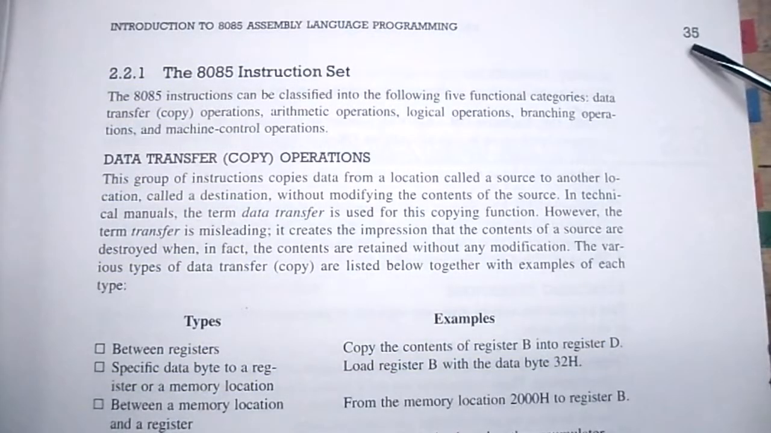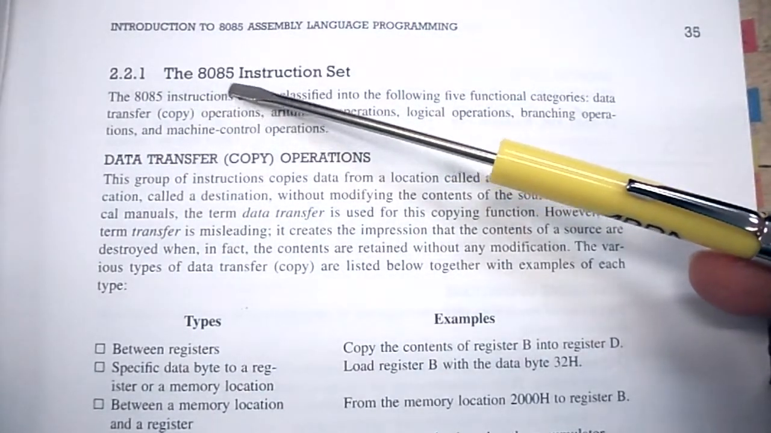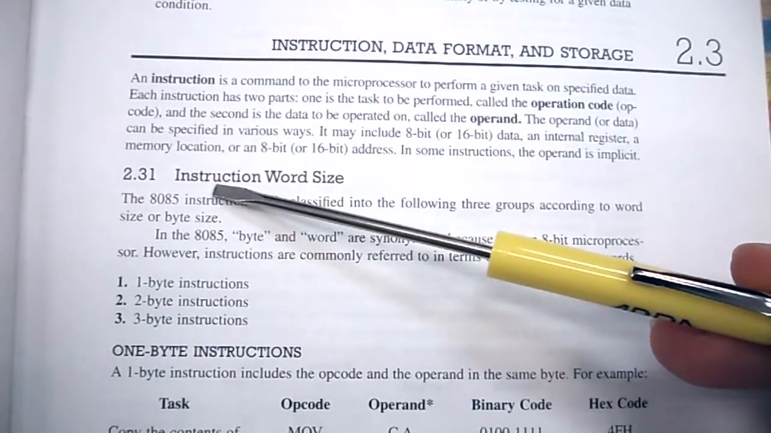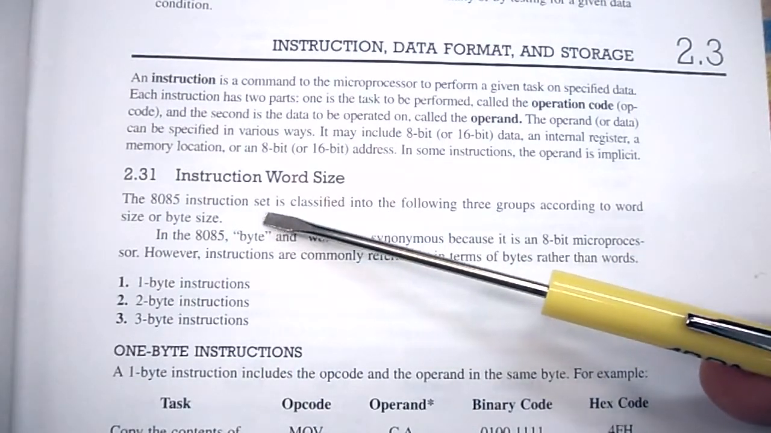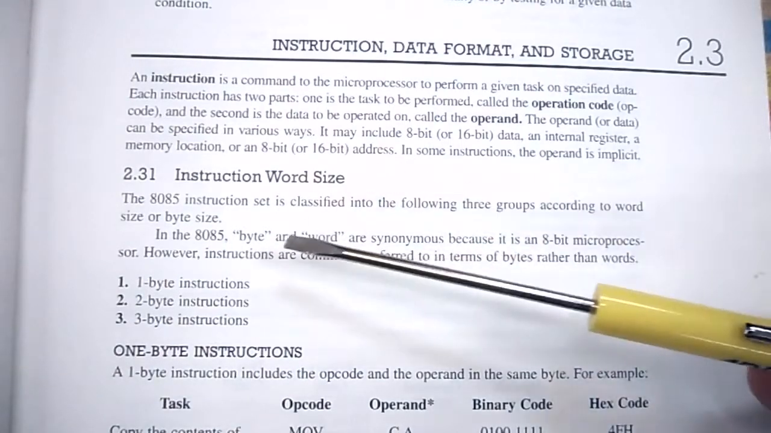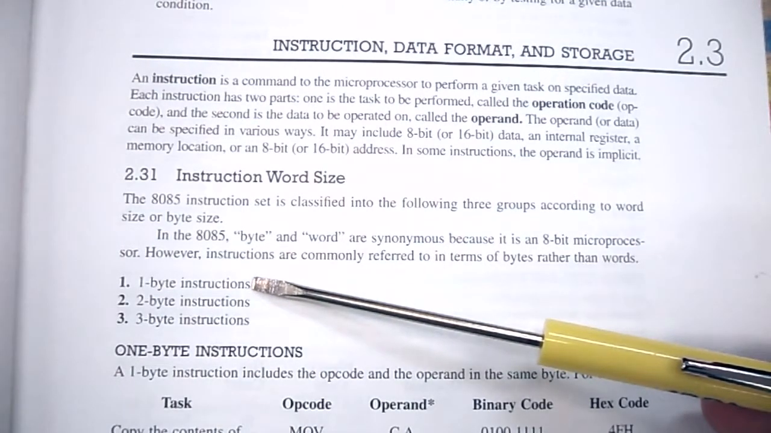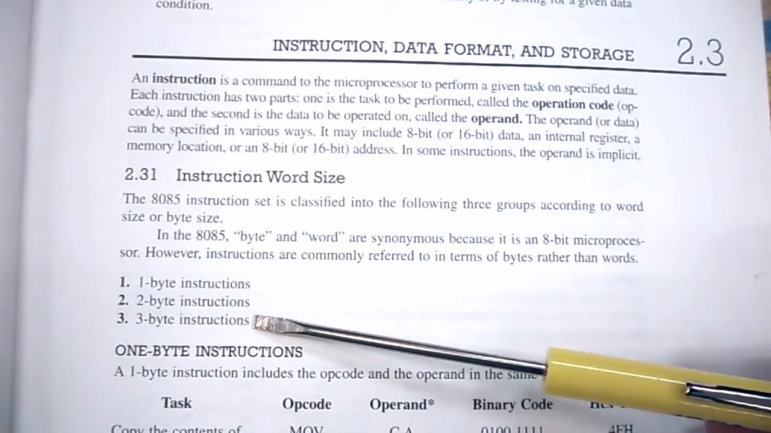So looking at page 35 of the 5th edition of your textbook, you can see section 2.2.1 talks about the 8085 instruction set. And section 2.3.1 talks about an introduction to word size. So what they're saying here is the 8085 instruction set is classified into the following 3 groups according to word size or byte size. We can have a 1 byte instruction, which is just the instruction. We can have a 2 byte instruction, which usually has an instruction plus some kind of data. And we can have a 3 byte instruction, which is usually an instruction followed by a memory address location, which, as we know, takes up 2 bytes.